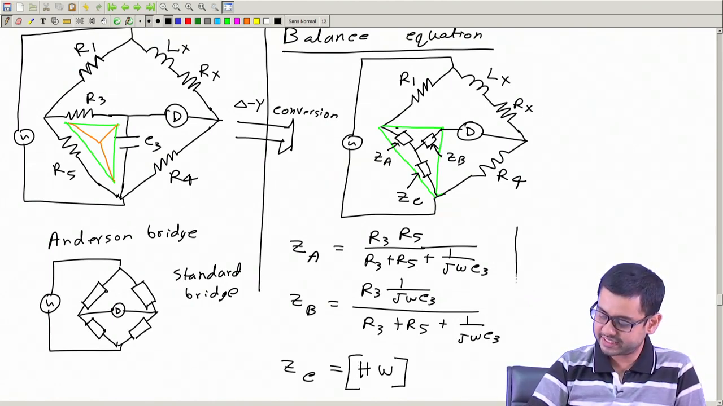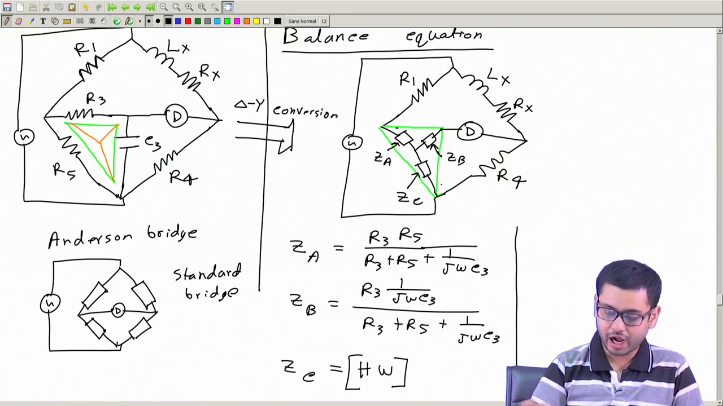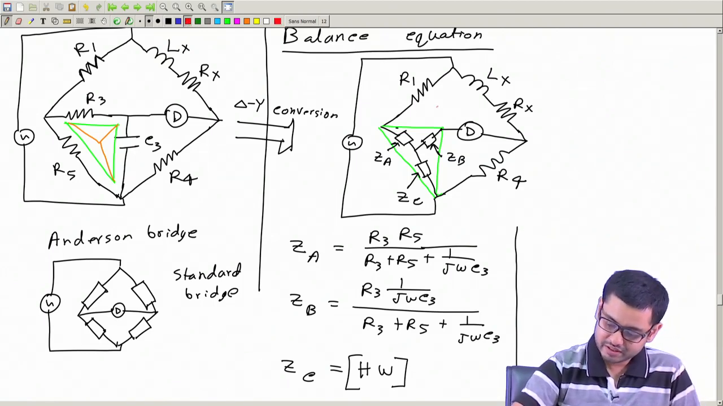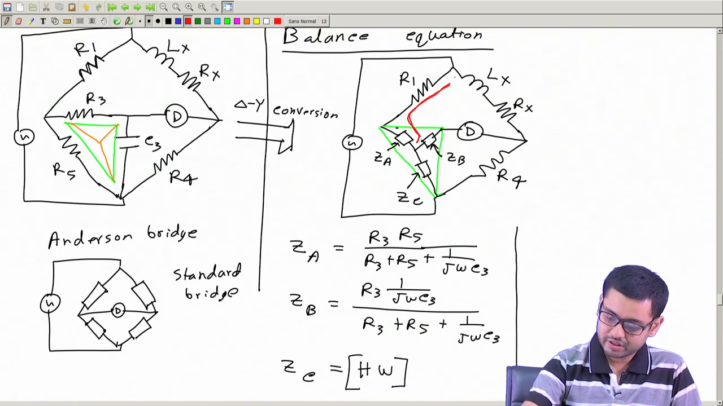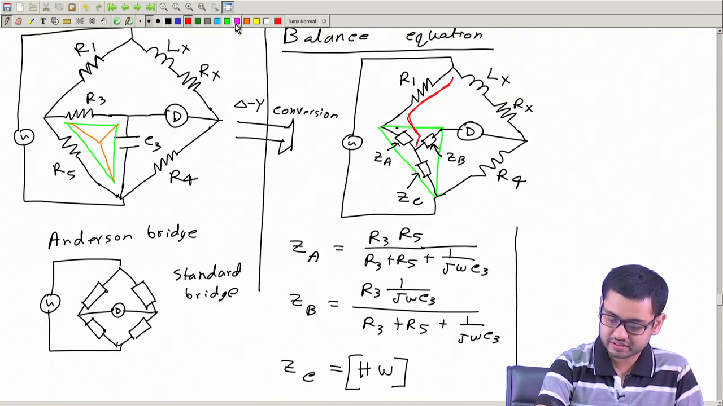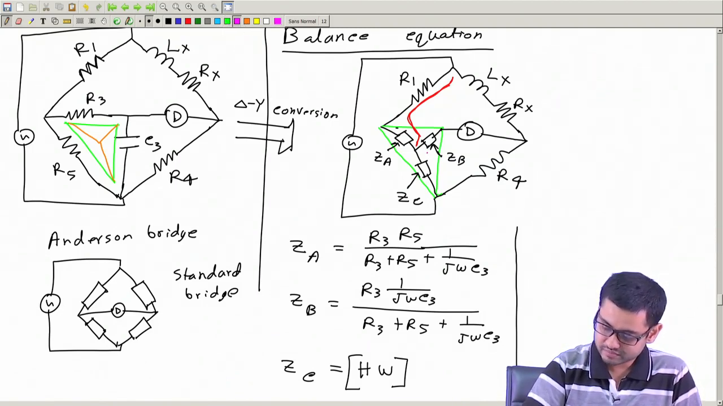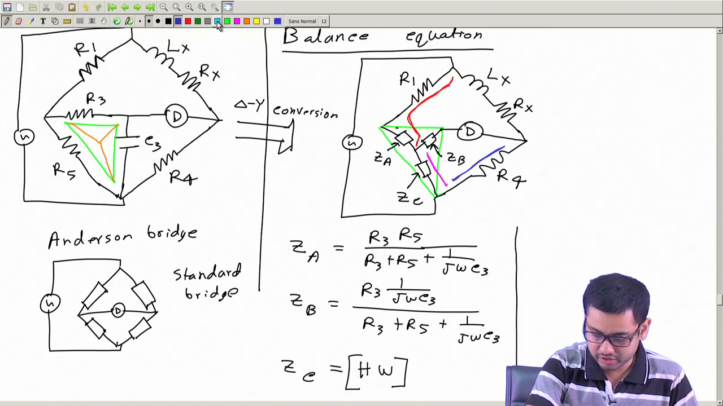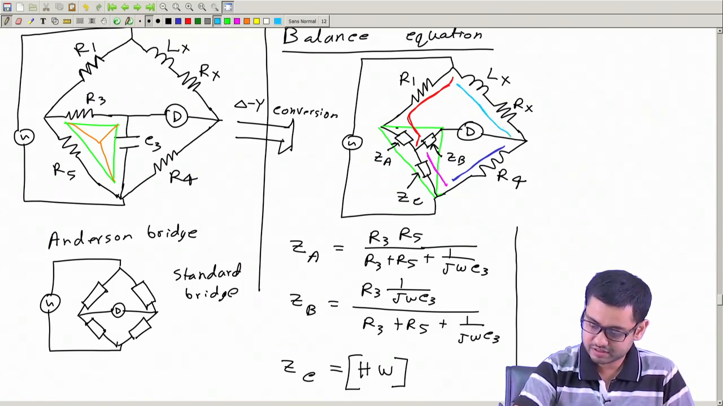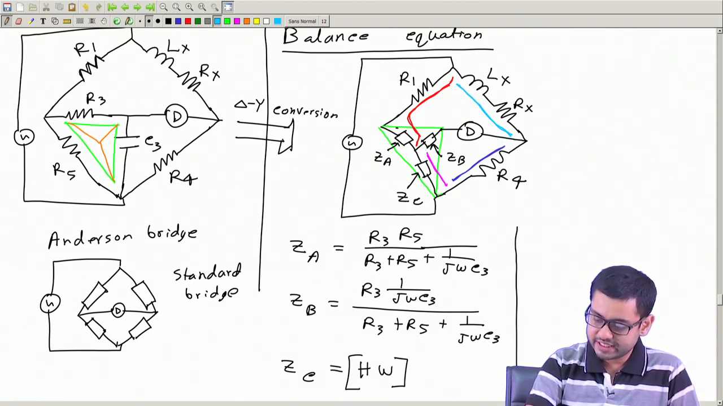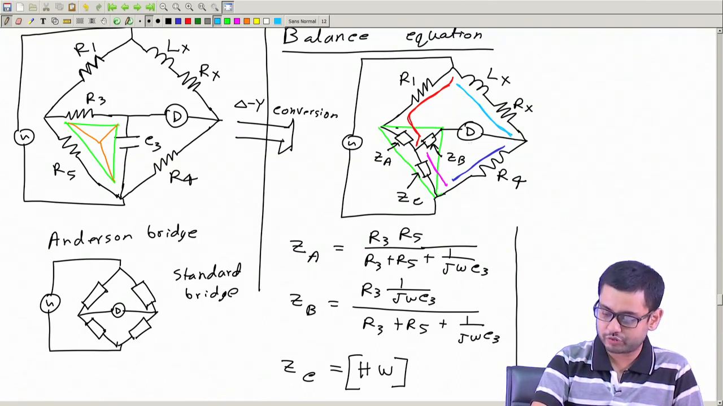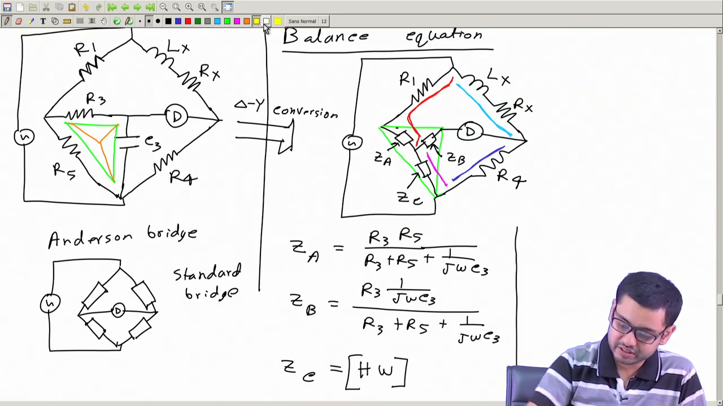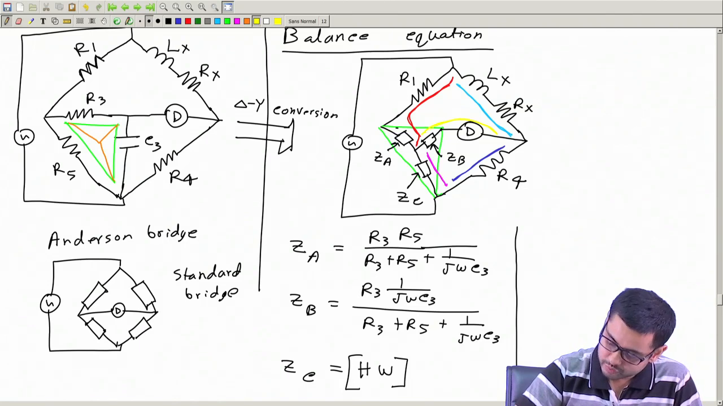Now, once you find this Z A, Z B, Z C, then this bridge looks like a 4-arm bridge. Which are these 4 arms? This is one arm, from here to here. Then say this is another arm, then this is the third arm, of course, and then, running out of colors, this is the fourth arm. The detector is between; this Z B you can think of as an integral part of the detector, or the internal resistance of the detector. So, Z B, you think of together with the detector.